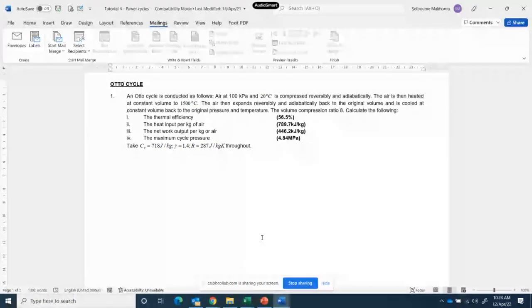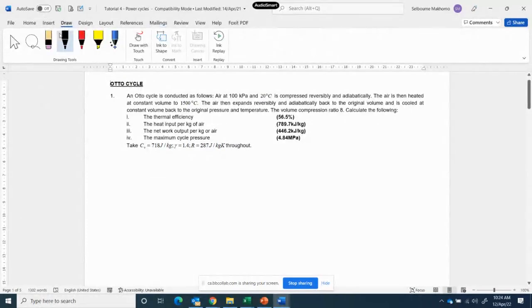So let's start. An Otto cycle is conducted as follows. Before you can even put the data, draw the sketch of both a PV diagram as well as a TS diagram, which is not that important, but it's for you to be able to refer and check if your answers do make sense. Right, so let me draw both sketches. The Otto cycle PV diagram as well as the TS diagram.